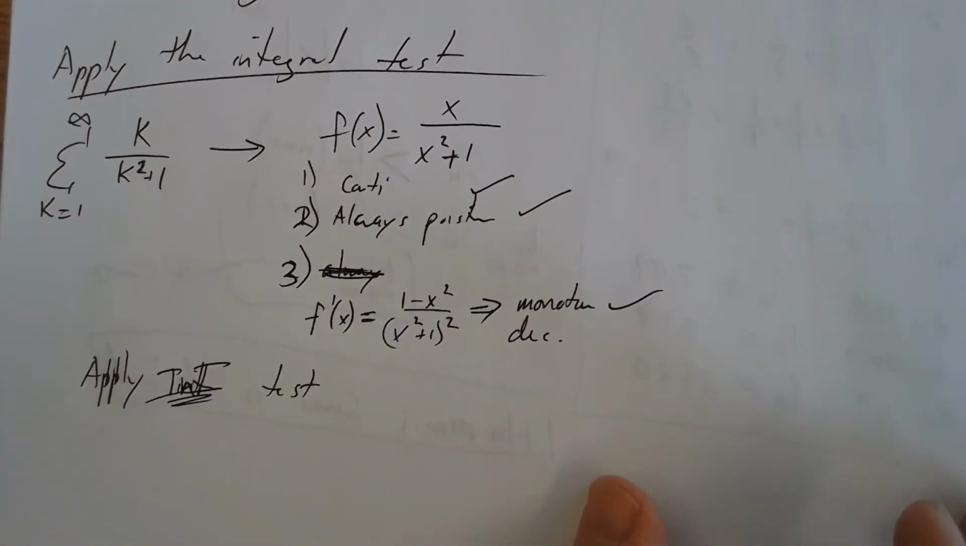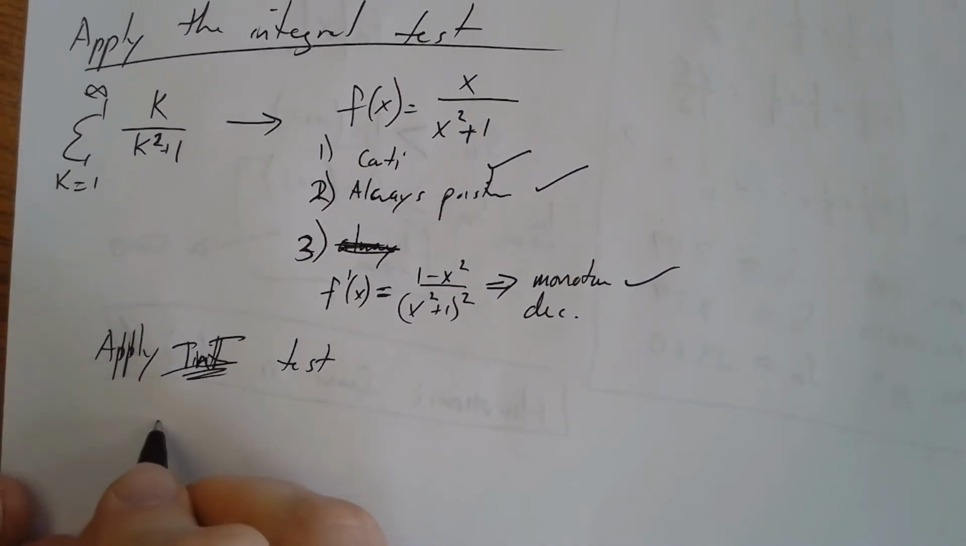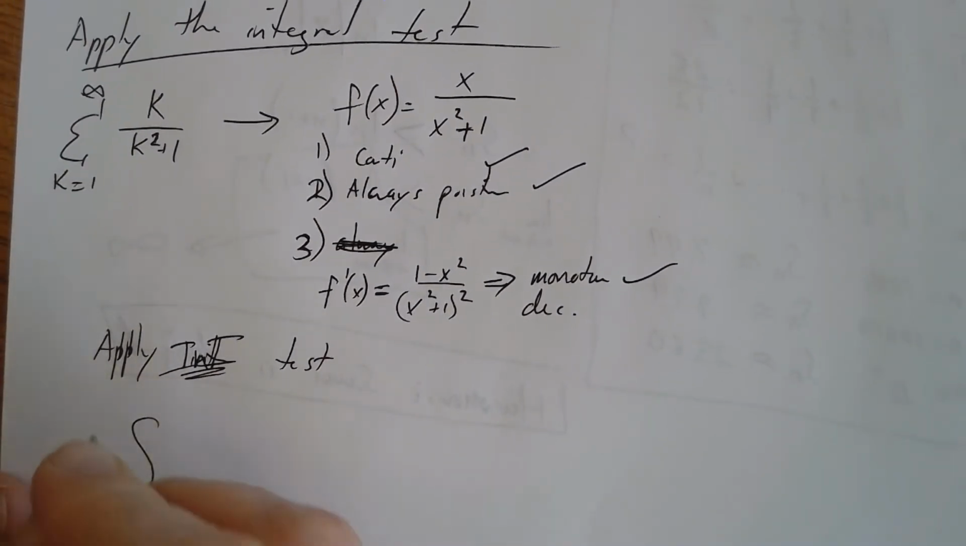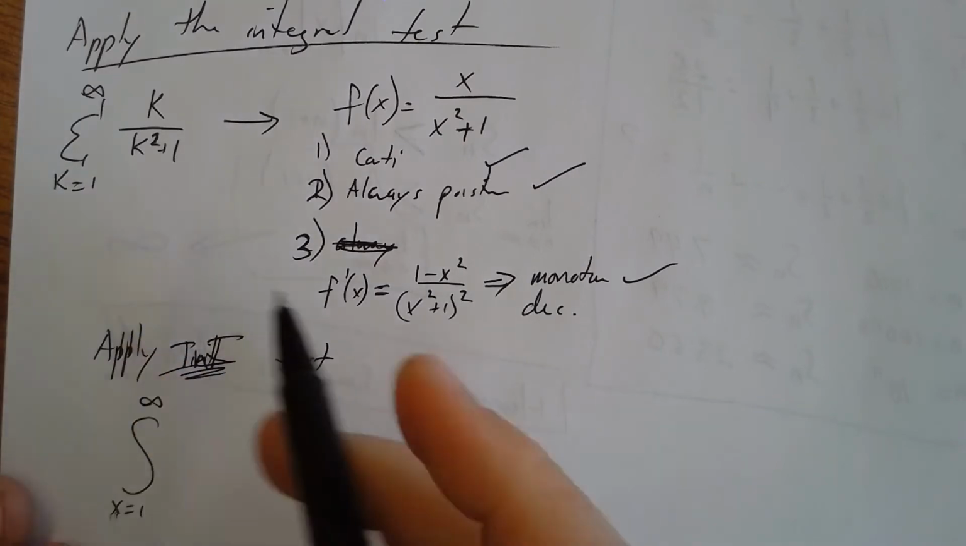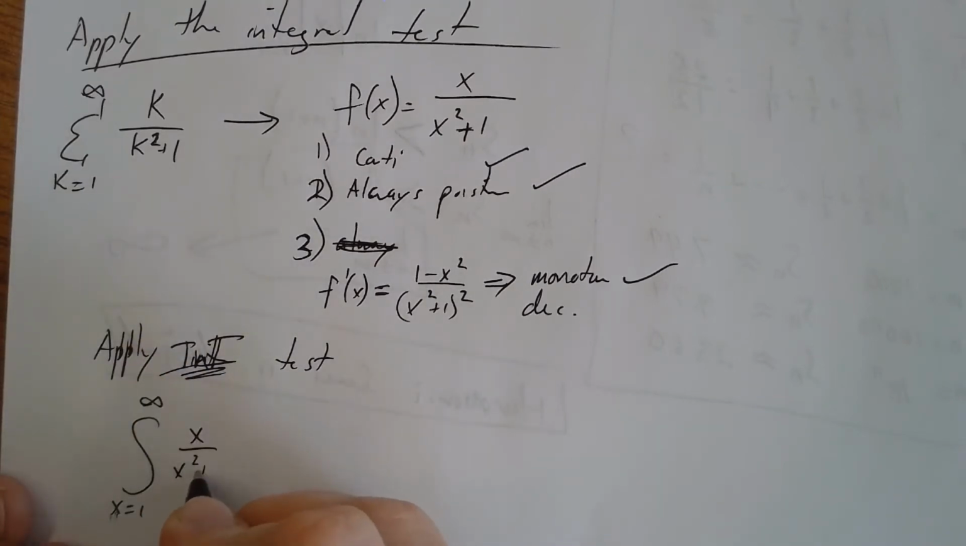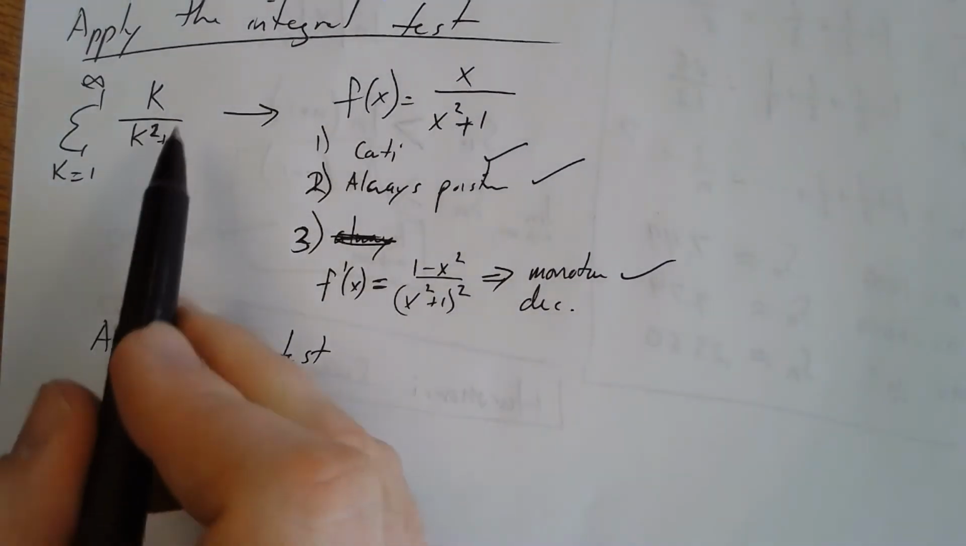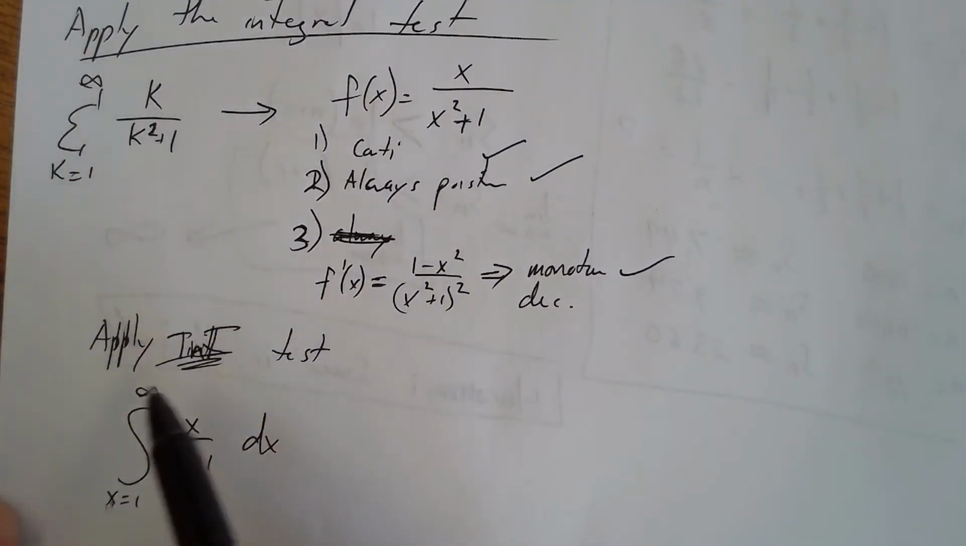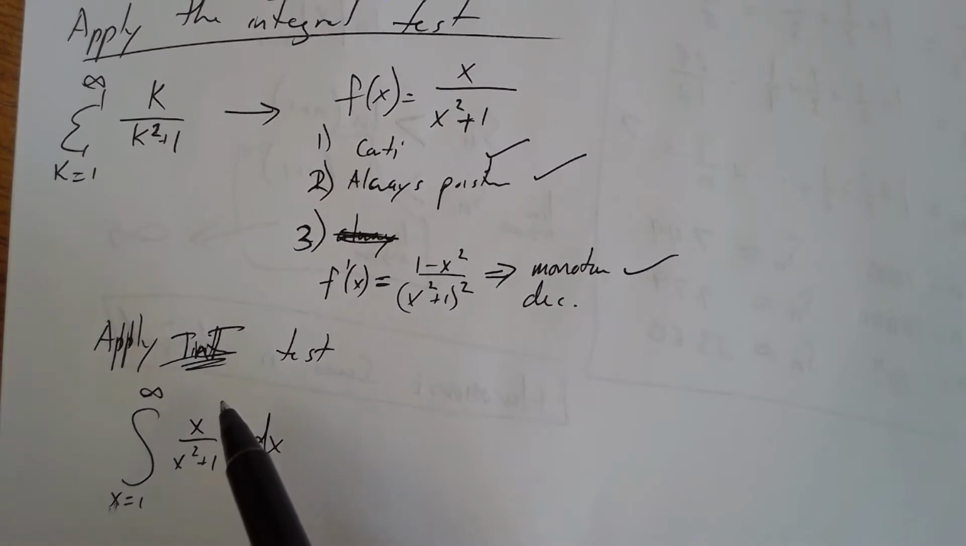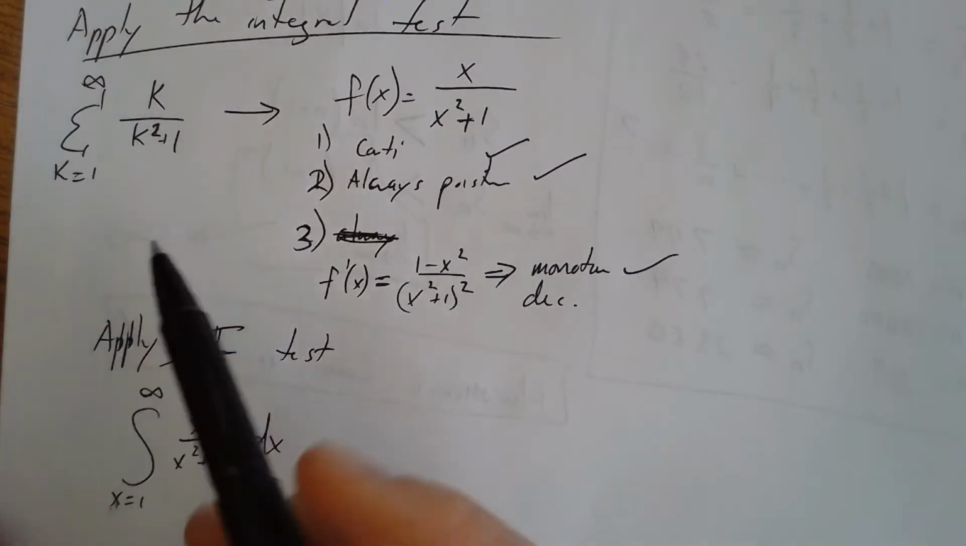So I'm going to apply the integral test, and the integral test is specifically saying that the integral from x equals 1 to infinity, the exact same bounds that I started with up here, of the function x over x squared plus 1 dx. If I can evaluate this and get a number, then this original series will converge to something. If I evaluate this and I don't get a number, I get to say infinity or negative infinity, then this thing here will diverge.